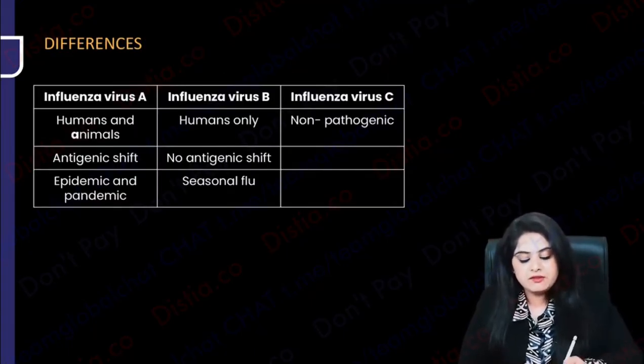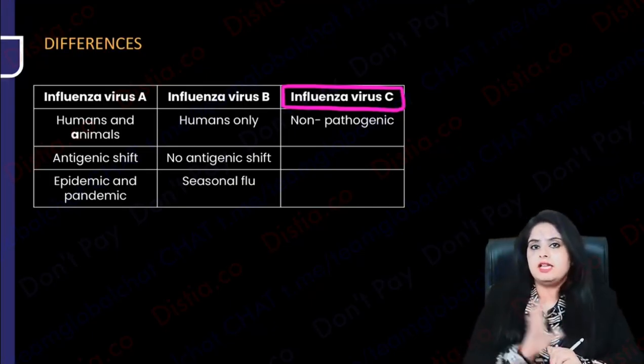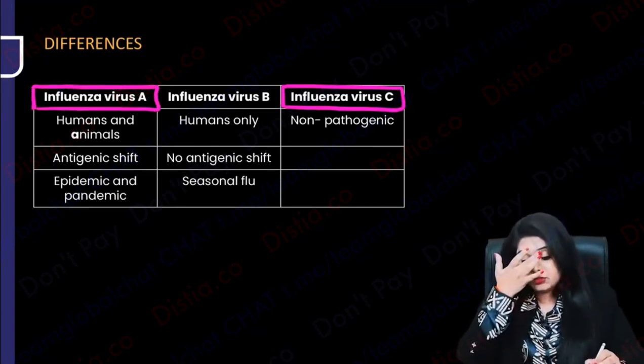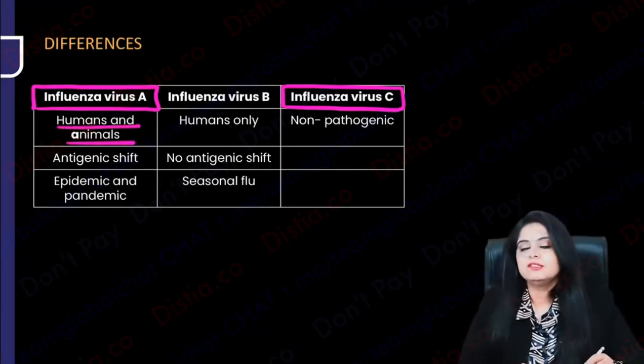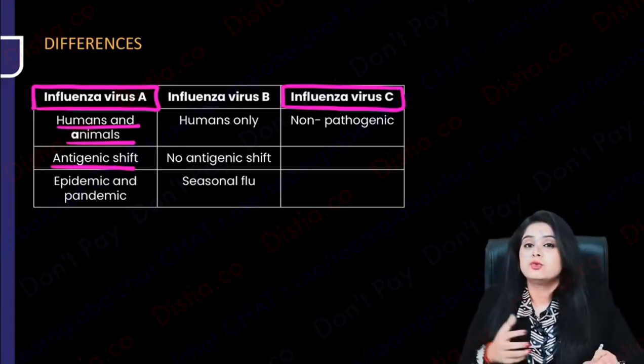So please remember, influenza C you will hardly ever see because this is non-pathogenic. So you must have heard we have influenza A and B happening. Influenza A is going to be everything. Influenza A is a lot of things. Does it have a base in humans and animals? A is for animals too. It shows you a lot of things.